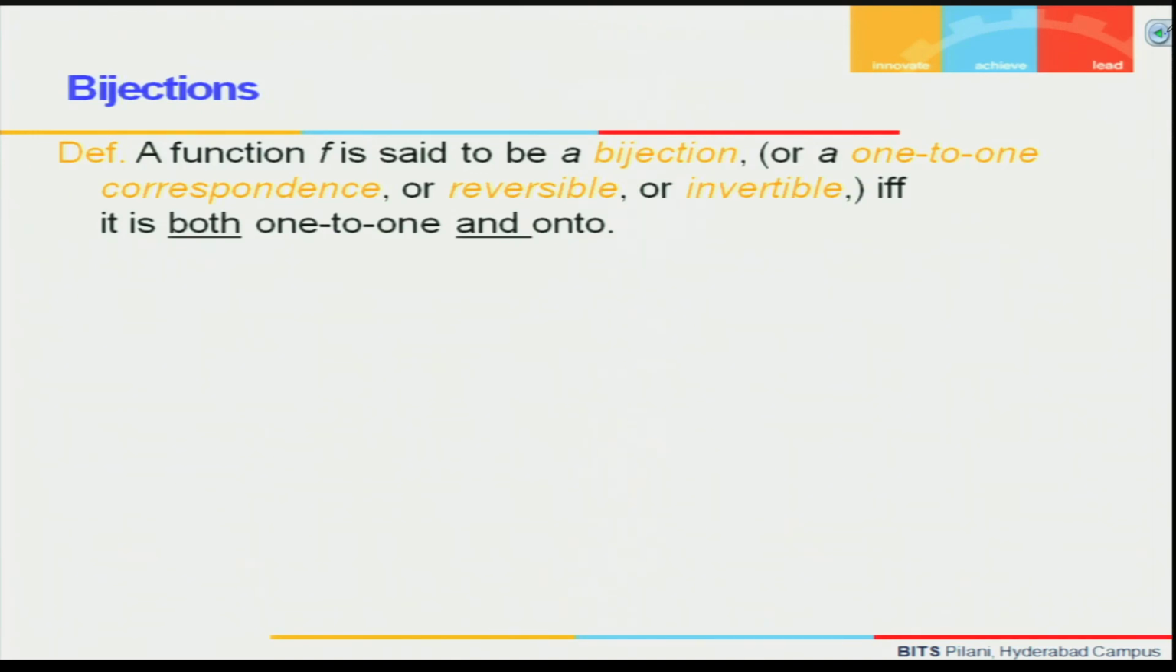In today's class, what we have seen is what a function is and how other discrete objects can be represented as functions. We have seen how a bit string can be represented in terms of a function, how a set can be represented in terms of a function, and what the different varieties of function are. We have seen only a few: what is injection, that is one to one, what is onto, that is surjection, and what is bijection.